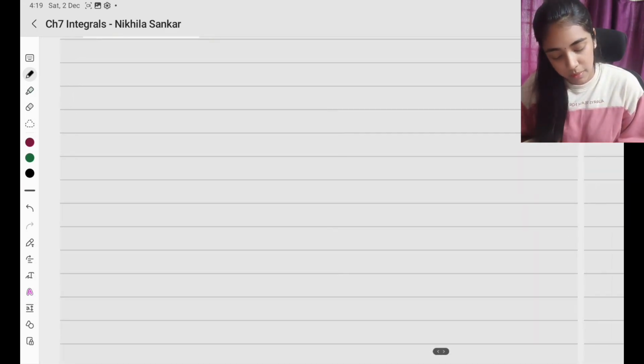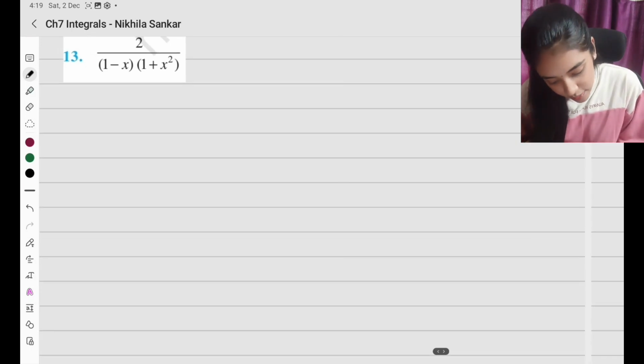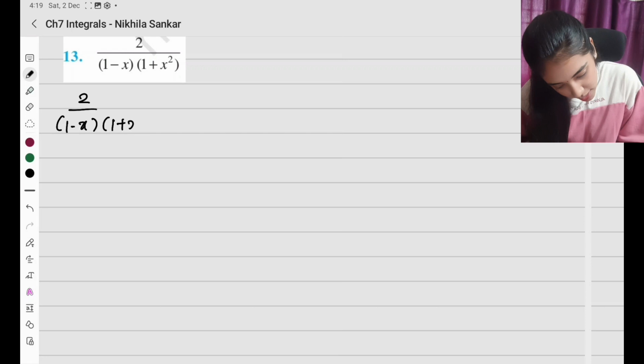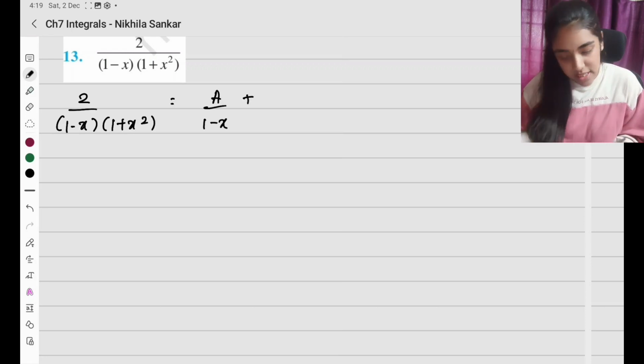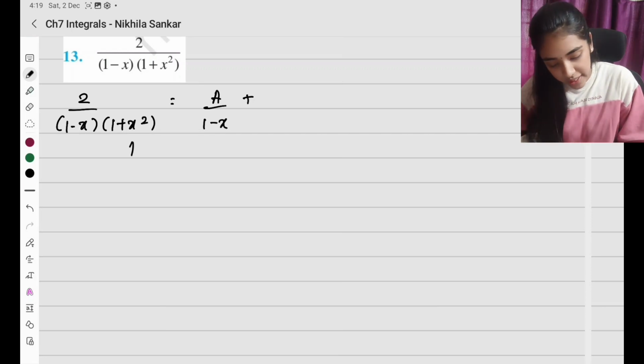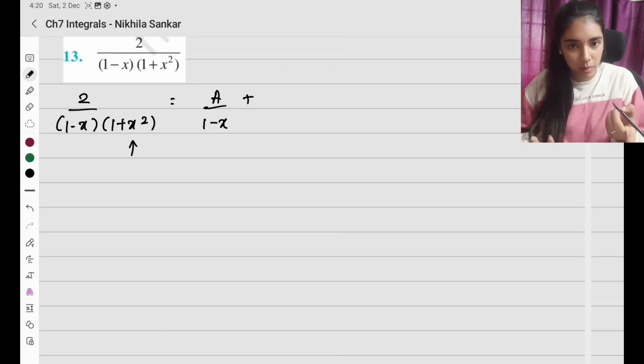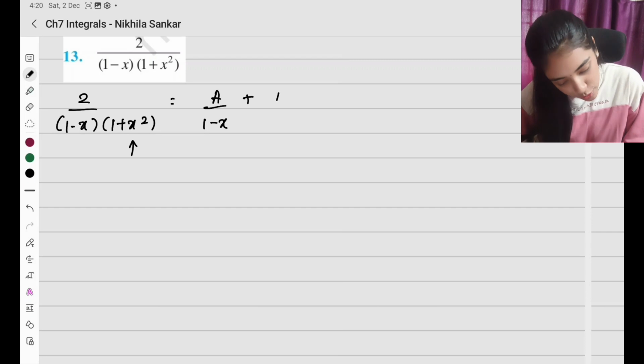Question number 13. So when I split this, I have 2 divided by 1 minus x times 1 plus x square. This is going to be a divided by 1 minus x plus, here I have a quadratic and I know that I cannot further simplify it. Can you write a plus b into a minus b? You can't write that. So you basically have bx plus c divided by 1 plus x square.